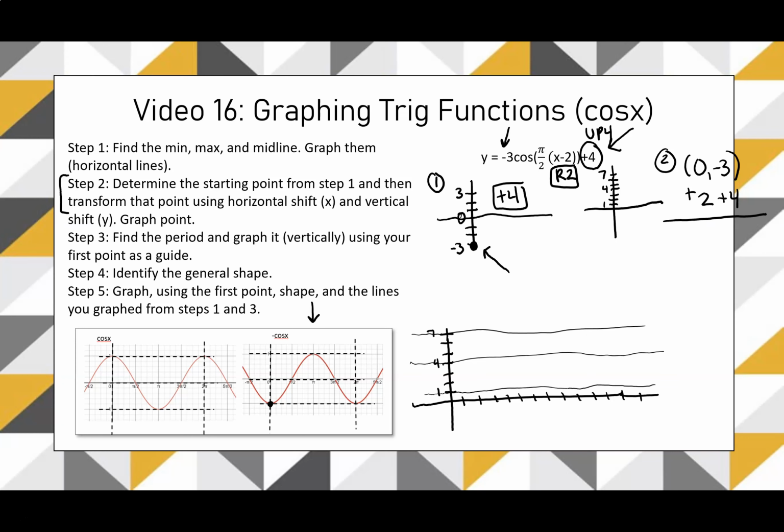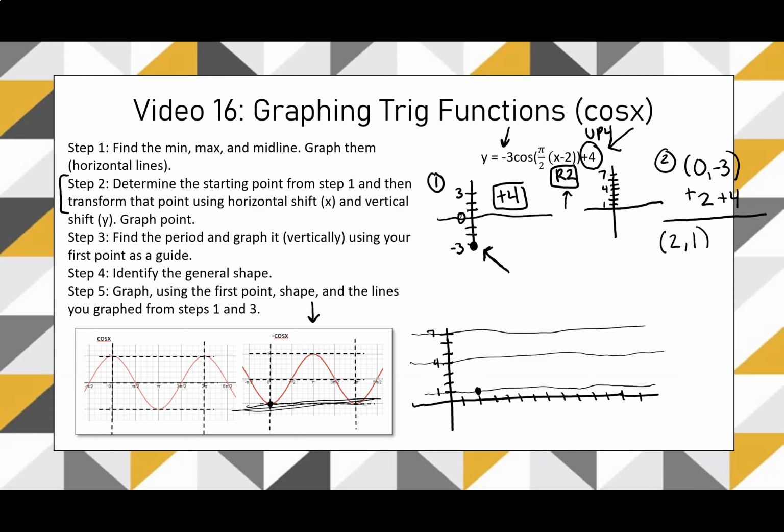We know that our starting point is going to be on the min. So we have to identify where that min is. And I've done that here, but that's not good enough. I also realized that all my points are going to go right 2 and up 4. So I'm going to add 2 and 4 to that, and I'm going to get the point 2 and then 1.